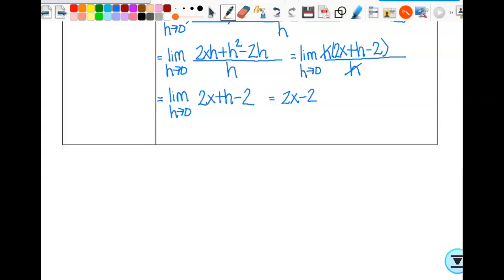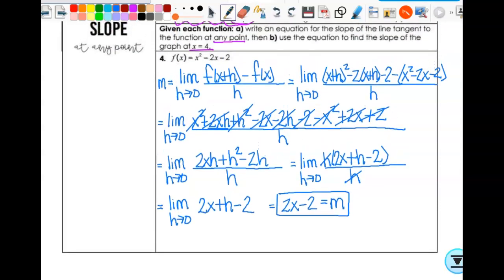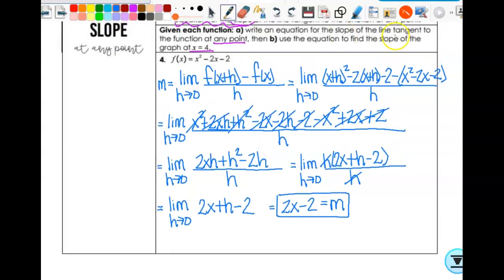What does that represent? Slope. This is the slope, and this time it is the equation for the slope, since the slope changes. I was asked to write an equation for the slope of the line tangent to the function at any point. That was the A part, so I did that. Any x you can substitute in, that's what you're going to get. We used the difference quotient to find it. This is also the derivative.